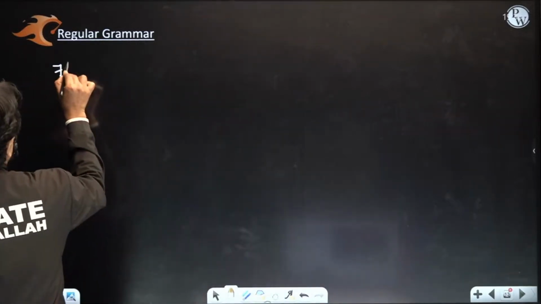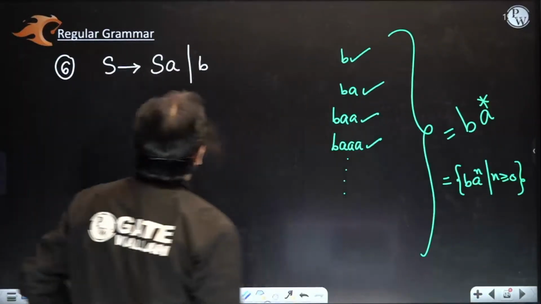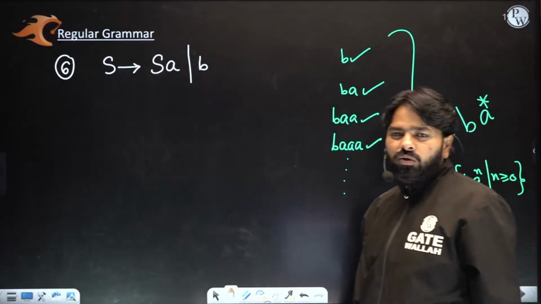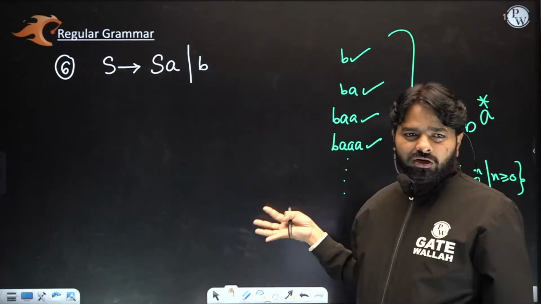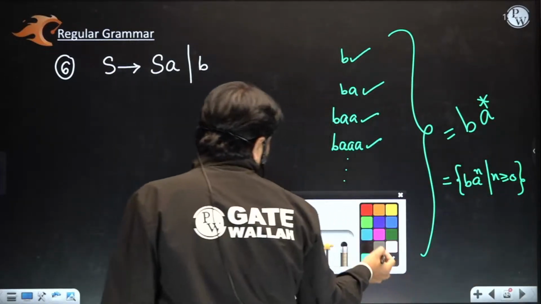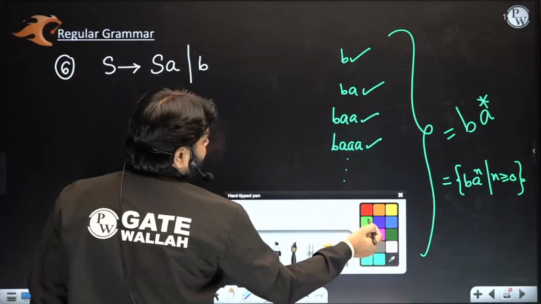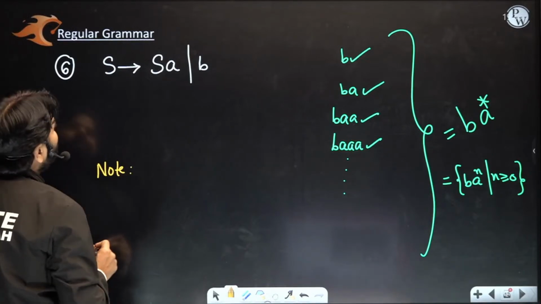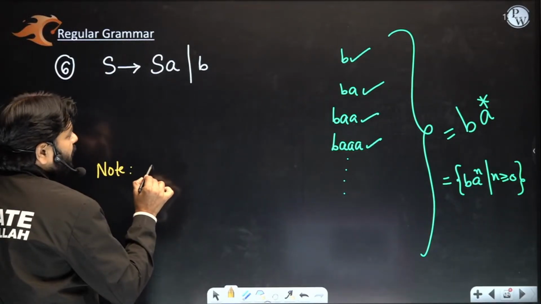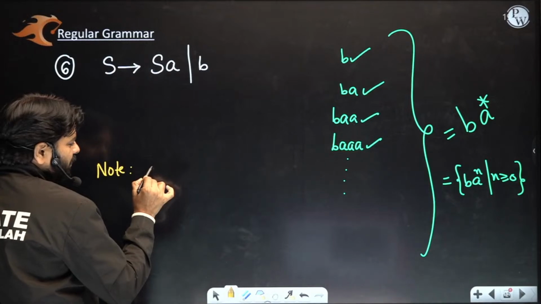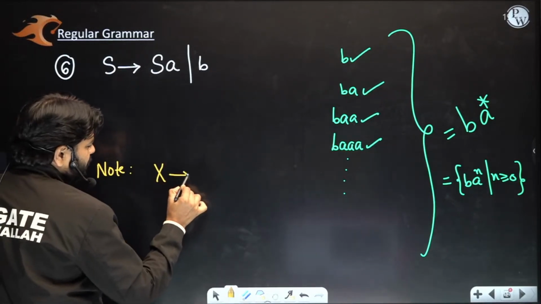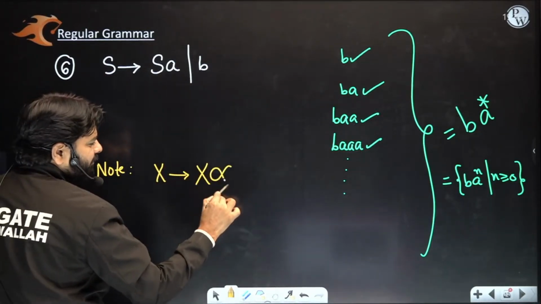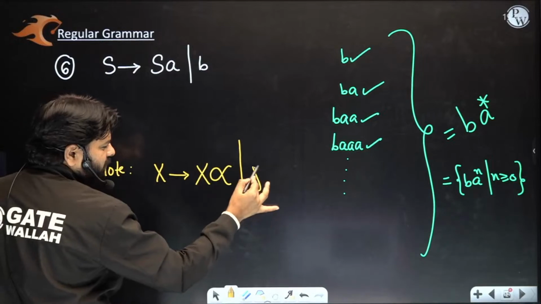Seventh. Okay, before that, whenever you see this kind of recursion, don't try all the strings. We have a shortcut also. What shortcut? Remember the shortcut. I'm keeping a note. Whenever you see a non-terminal, let's say X derives X alpha, or beta. Alpha is a sequence of terminals, and beta is a sequence of terminals.